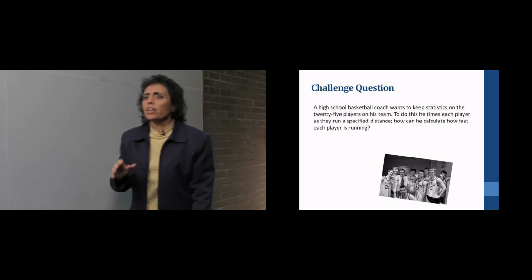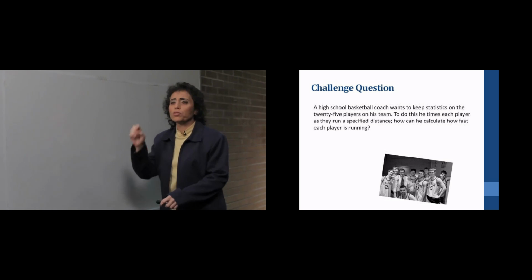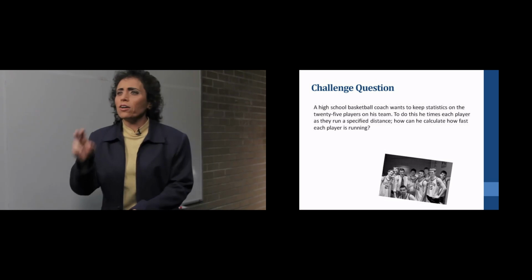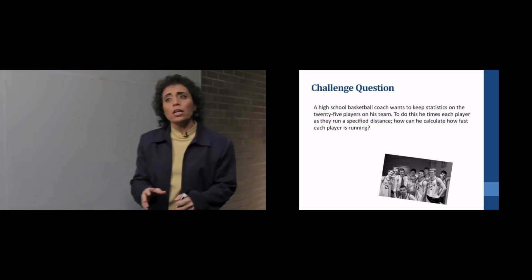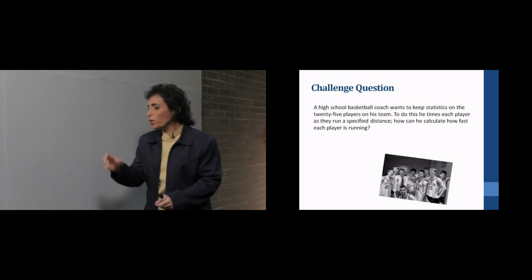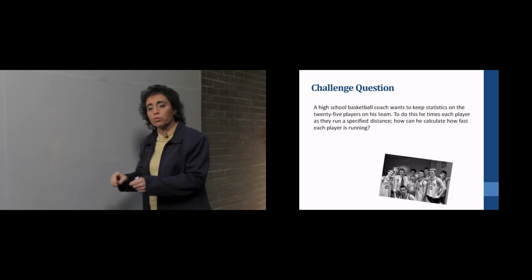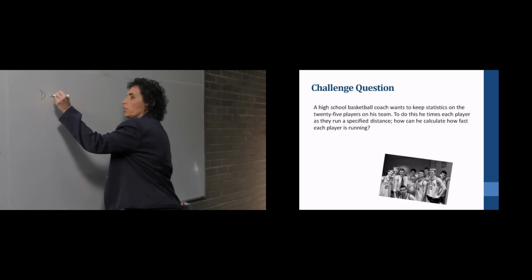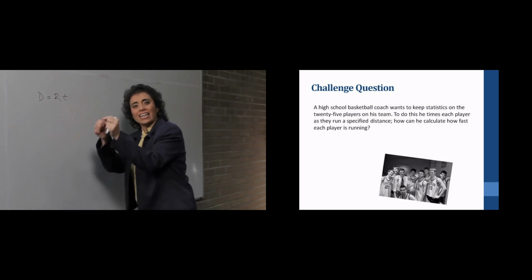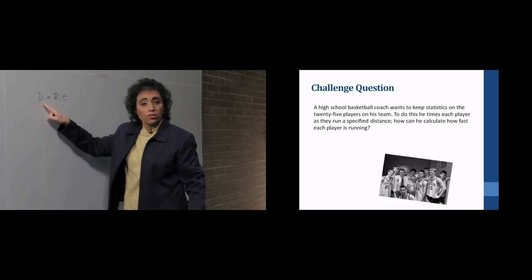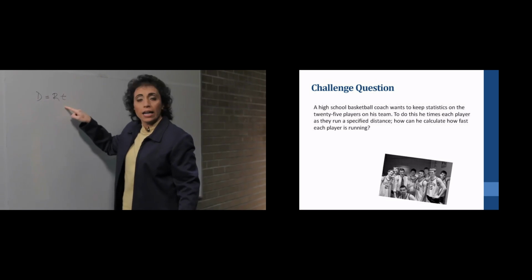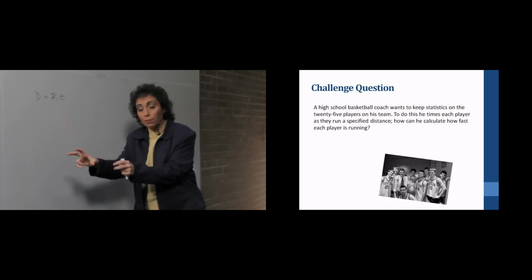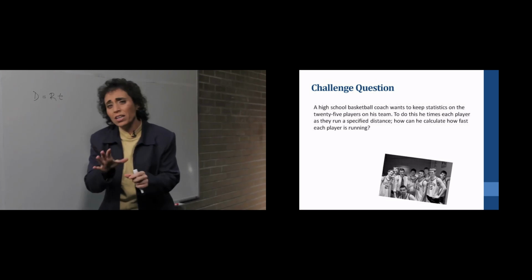Anyway, to do this, he times each player as they run a specific distance. How can he calculate how fast each player is running? Now, what we could do is 25 separate problems and solve for the variable, because we know that distance equals rate times time, and for each kid we know their distance and their rate, and we could calculate their time. But that would take a long time for 25 players. So there must be an easier way to do that.